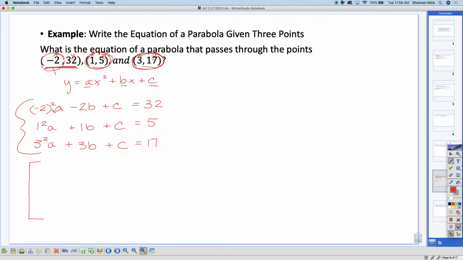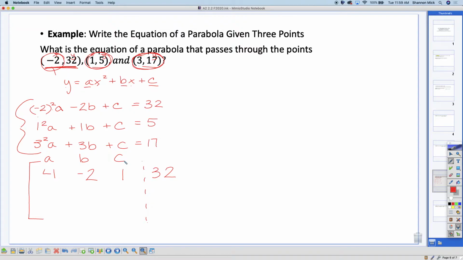-2 squared is what? 4. What's my next term going to be? -2, because I want my coefficients, right? What's the coefficient of C? 1. We're using our calculator to do it. What goes next? 32. So this is the A, this is the B, this is the C column.